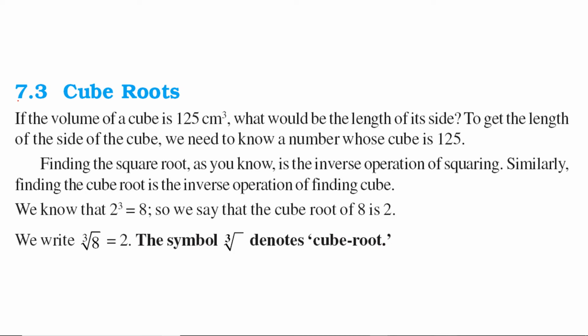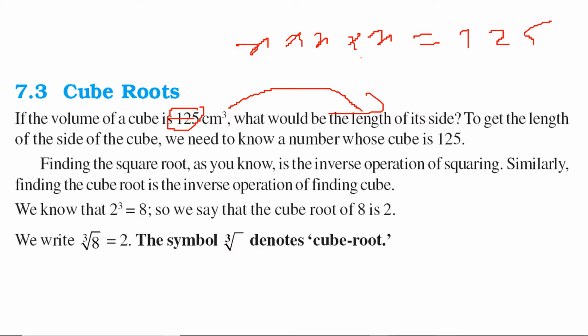Cube roots. What are cube roots? If the volume of a cube is 125 centimeter cube, then can you find the length of its side? In order to get the length of the side, we have to find a number whose cube is 125. That is, a number which, multiplied 3 times, gets you 125. So x into x into x should give 125. So what will this be? 5 into 5 into 5. So x is the number, the length of the side is 5.